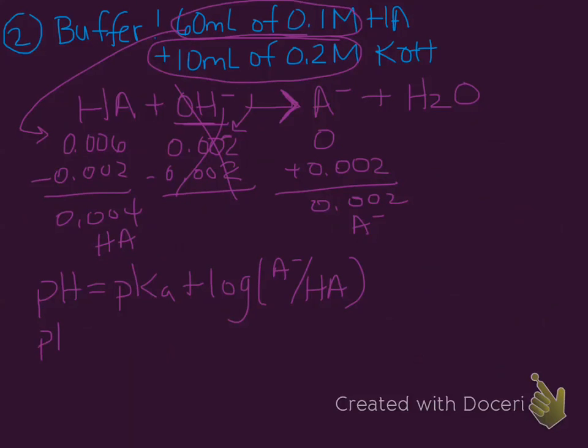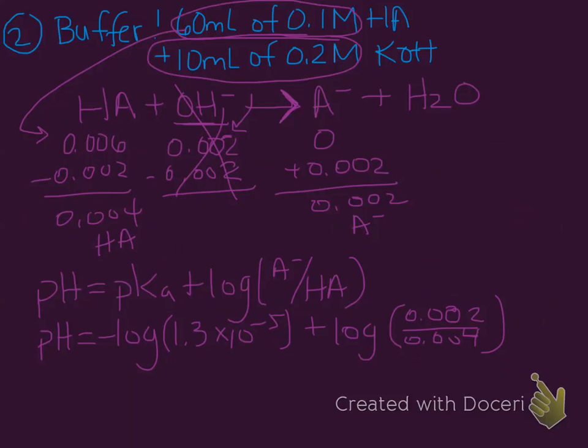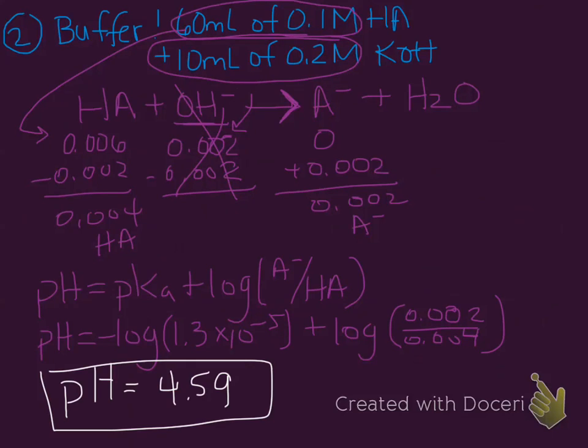So our pH is going to equal the pKa, so that would be the negative log of 1.3 times 10 to the negative 5. We saw it on a previous screen. That's just the value we looked up. Plus the log of 0.002, because it's always A minus, the conjugate, over the HA. And we'll plug this, oops, that's a 4, into the calculator and solve. So we end up getting that the pH is equal to 4.59. So that's another point that we are going to want to save.